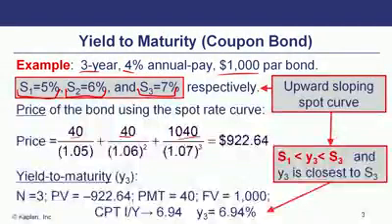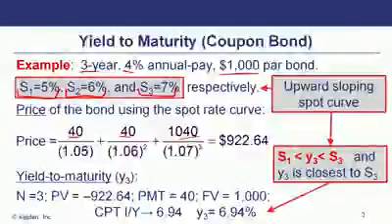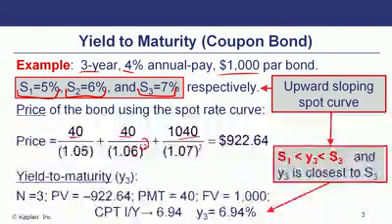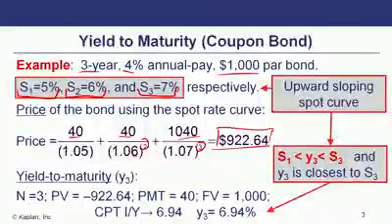Right? Well, we're going to say, we've got this $40 cash flow coming at time 1. It's 1 period away. The 1-period spot rate is 5%, so divide it by 1.05. We have $40 2 years from now. The 2-year spot rate is 6%, so we're going to divide that by 1.06 squared, because we've got to bring it back 2 periods, right? And then the 1,040, we're going to bring back at 7%, and that's going to be cubed, because we're bringing it back 3 periods. That tells us that the value of the bond today must be $922.64.